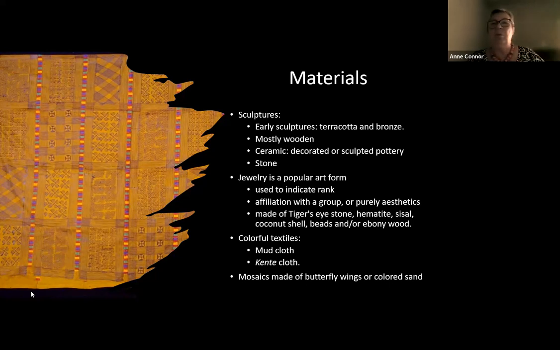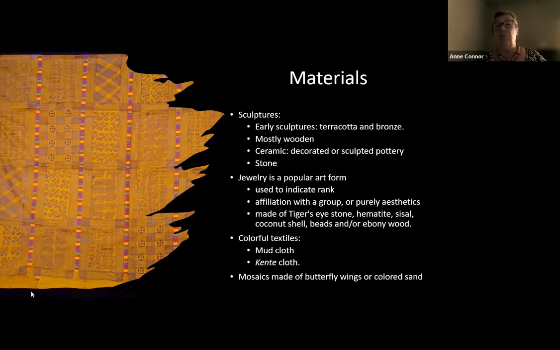So that's a problem. Later on, you find mostly wooden pieces, and then ceramic, decorated or sculpted pottery, and then stone, but far less than what you find in the East. Jewelry is a popular art form. It was used to indicate rank, also affiliation with a group, and was made of tiger's eye stone, hematite, sisal, coconut shell beads, and ebony wood.